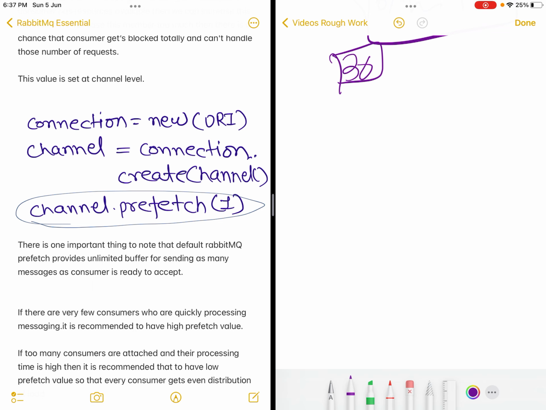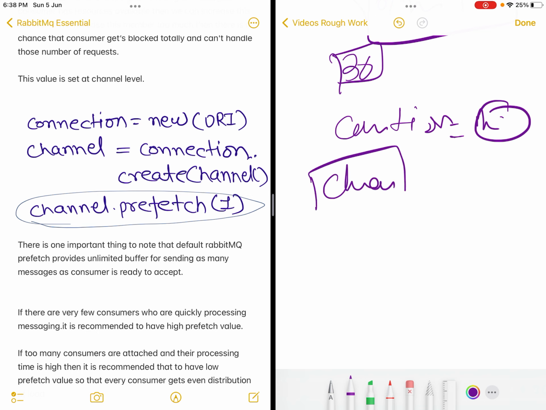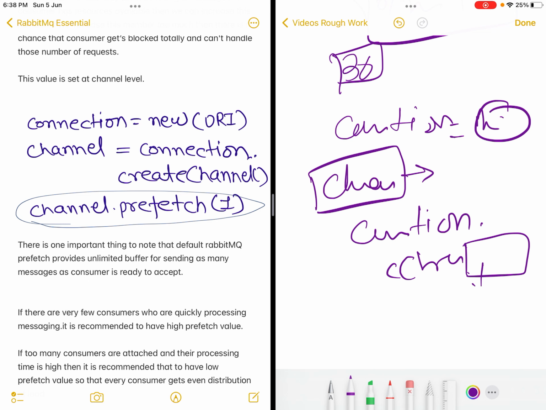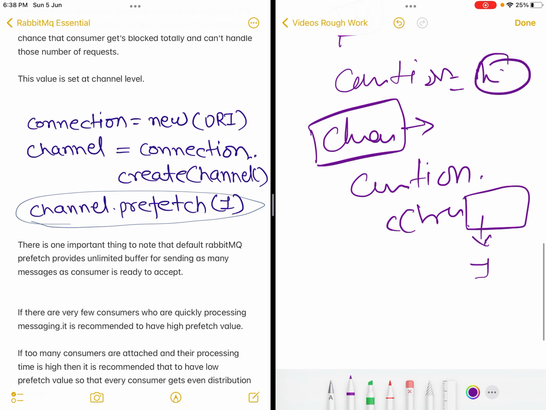So now how can we set this? This is set at the channel level. Whenever we create a connection with the broker URL, we get the channel from the connection. Whenever we create the channel, we can set the prefetch count to whatever we want.